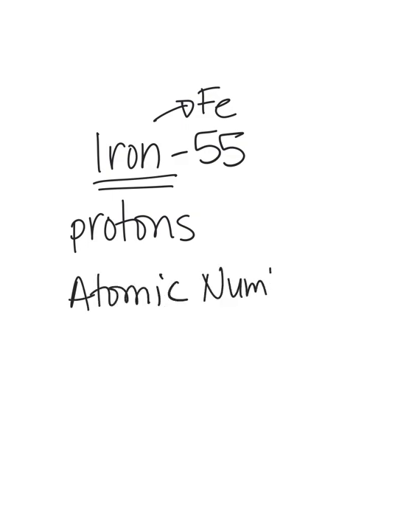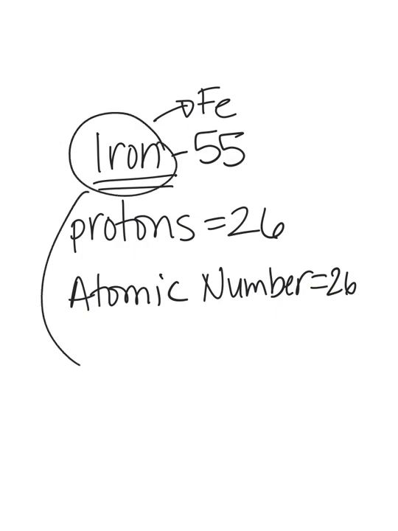for iron is 26. And the atomic number always equals the number of protons. So since it's iron, I use iron to find the atomic number, and the atomic number always is the number of protons. So the atomic number is 26, and the protons are 26.